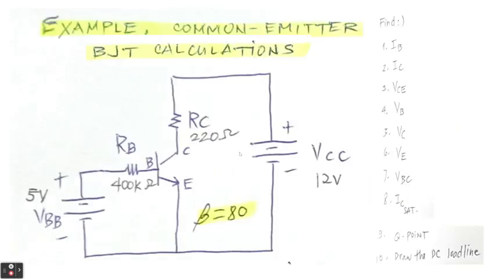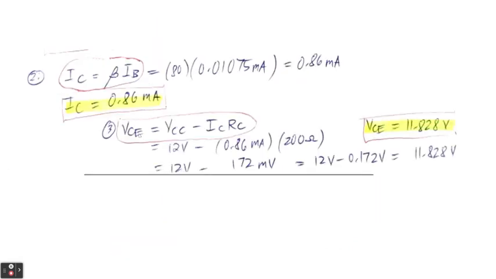Again, going back to our circuit, VCC is equal to VRC plus VCE. But if you want to get VRC, you can subtract VCC minus VCE. VCC minus VCE will be your VRC. Now, if you want to get VCE, you can subtract VCC minus VRC. If you don't know VRC, use Ohm's law, multiply the current IC by RC. That's why we have here VCC minus ICRC, and we got an answer of 11.828 volts.